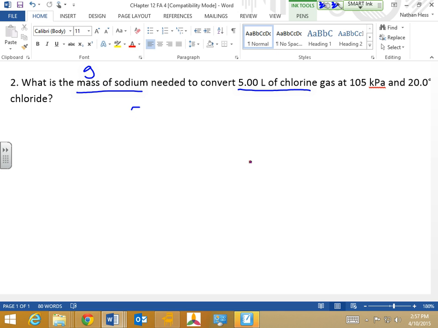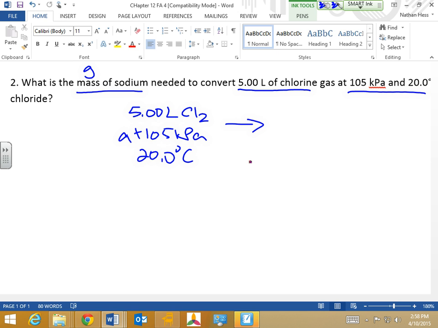We have our 5.00 liters of chlorine gas. Is it at STP? No, it's not. It's at 105 and 20 degrees Celsius, and we're going to grams of sodium. So in this case, I must do the combined gas law first.